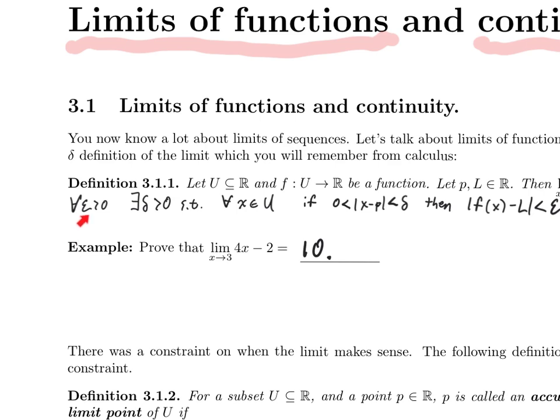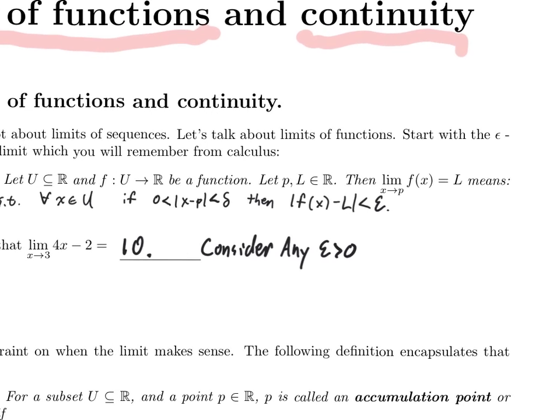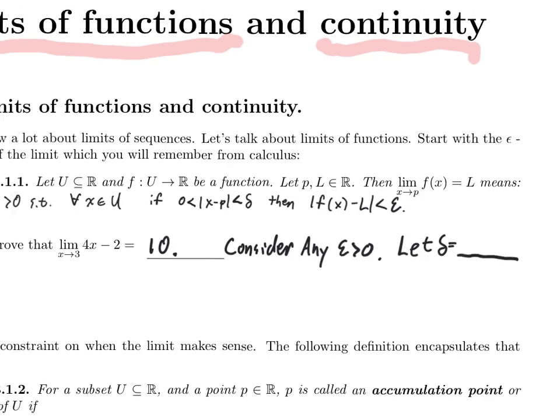Well, that means I need to start by considering any epsilon bigger than 0. So let's do that. Let's consider any epsilon bigger than 0. Then I need to come up with a choice of delta. I have a formula for everything in sight, so I can probably get a formula for delta. So let's let delta be equal to, and you know the game, I'm going to put a blank there, we'll figure out what I really need delta to be. It'll be something that'll involve epsilon.